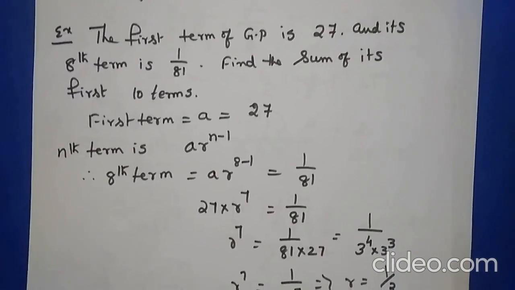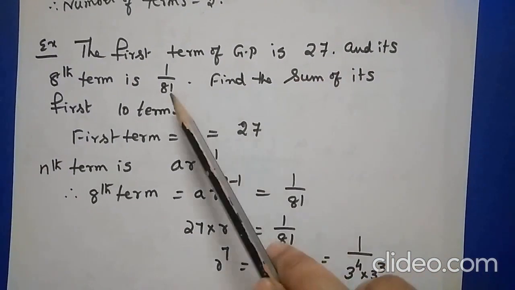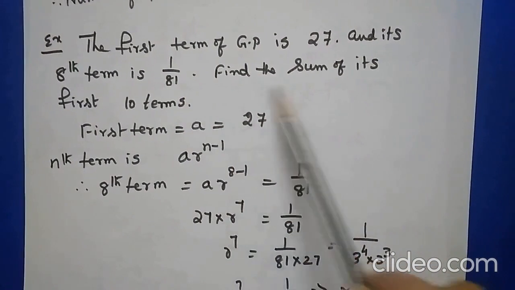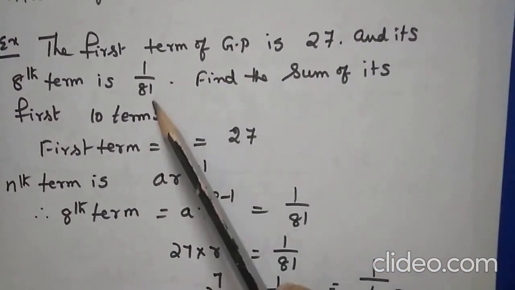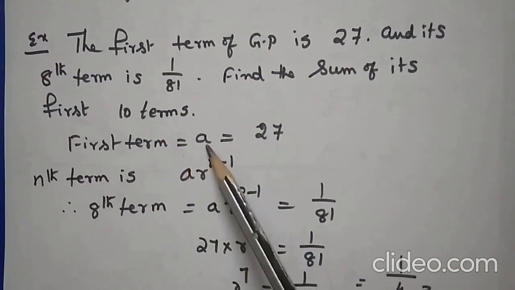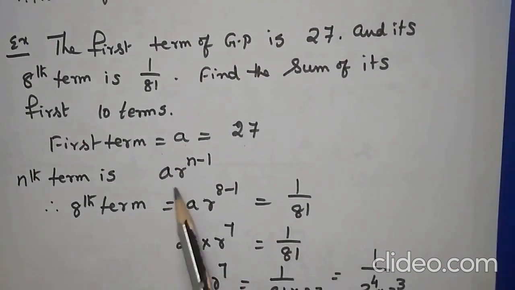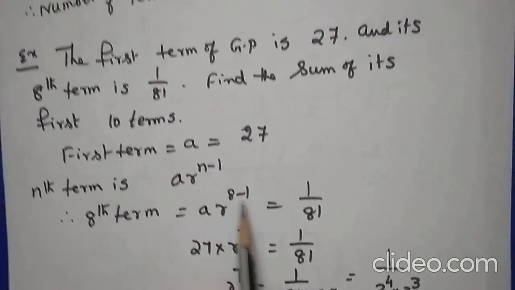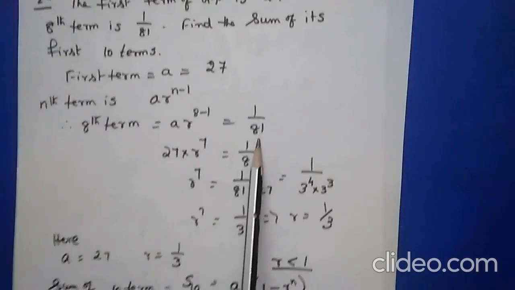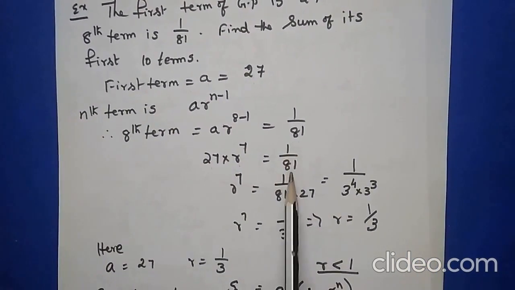Now one more example. The first term of a GP is 27 and its eighth term is 1 by 81. Find the sum of its first 10 terms. First term is given, eighth term is given. The first term, represented by a, is equal to 27. The nth term formula is a r power n minus 1. The eighth term, a r power 8 minus 1, is equal to 1 by 81. So 27 into r to the power of 7 is 1 by 81.